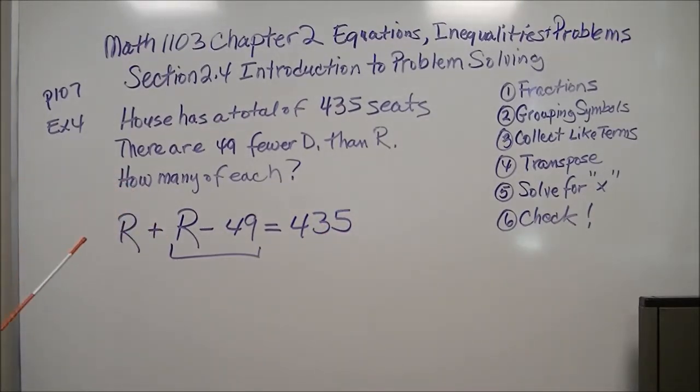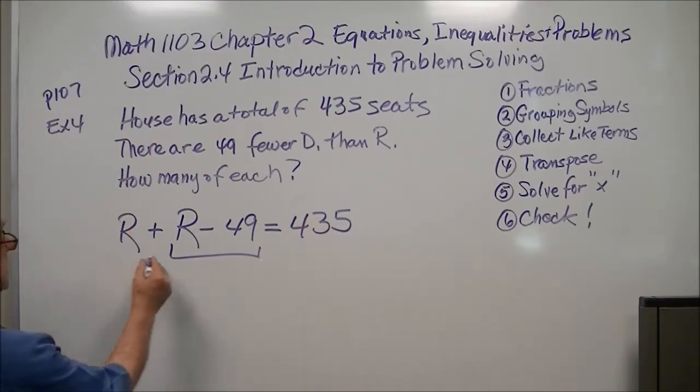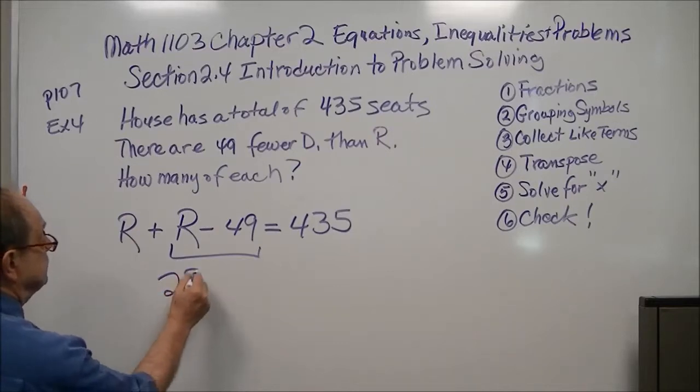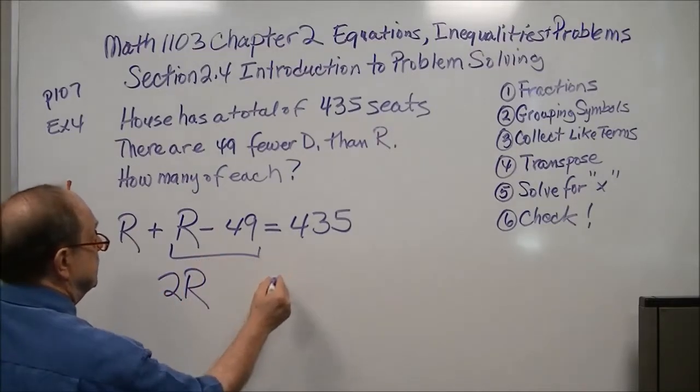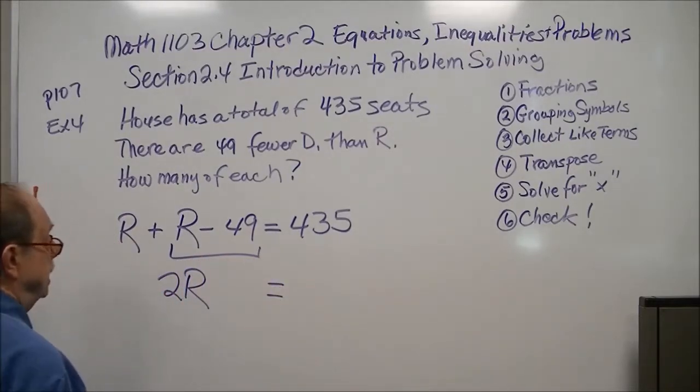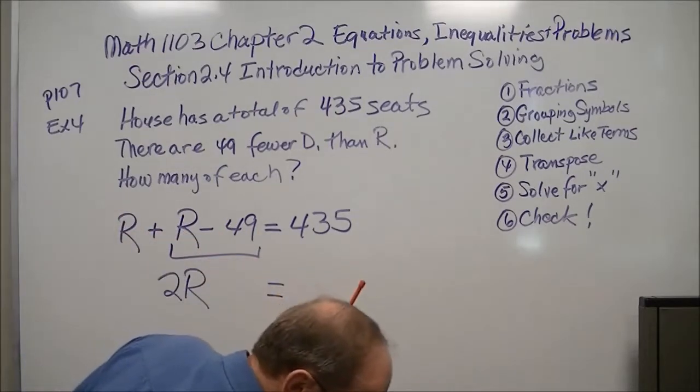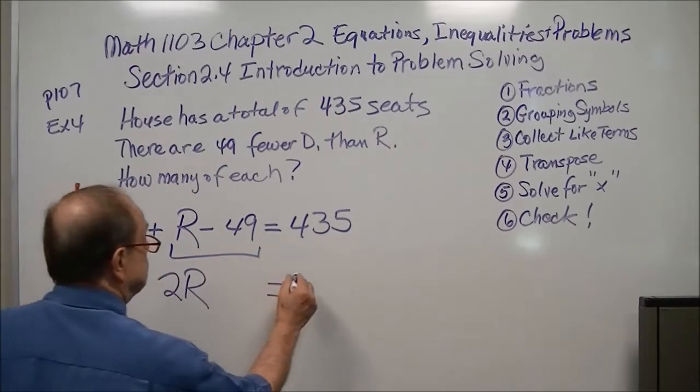So see if this makes sense. So this is the number of Republicans, this is the number of Democrats, and this is the total seats in the House. So what do we do? Well, we start to collect like terms. Here we have a 2r. We have to transpose that, and that's going to give us a 484.